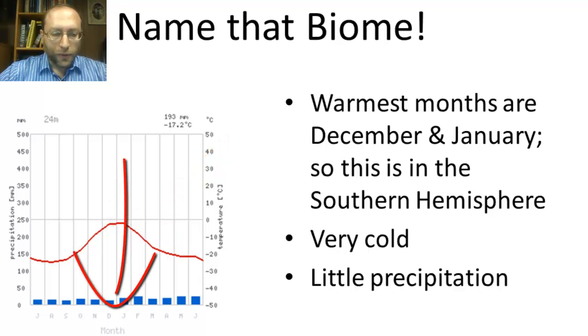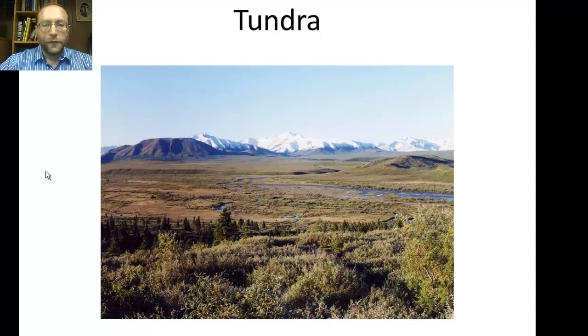And when you look at the warmest months, the months of December and January are the warmest, so this is actually in the southern hemisphere. So what kind of biome is this? Where is there very little precipitation and where it's very cold throughout the year? Tundra.